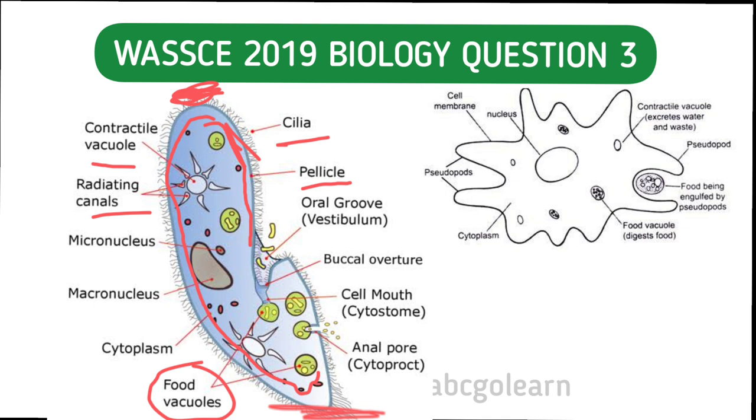It doesn't have a regular shape. You know, I was telling you that paramecium has a slipper shape. No. This amoeba is what? Doesn't have a regular shape. It is irregular. It could be one shape today and another shape tomorrow, because it uses its pseudopodia.